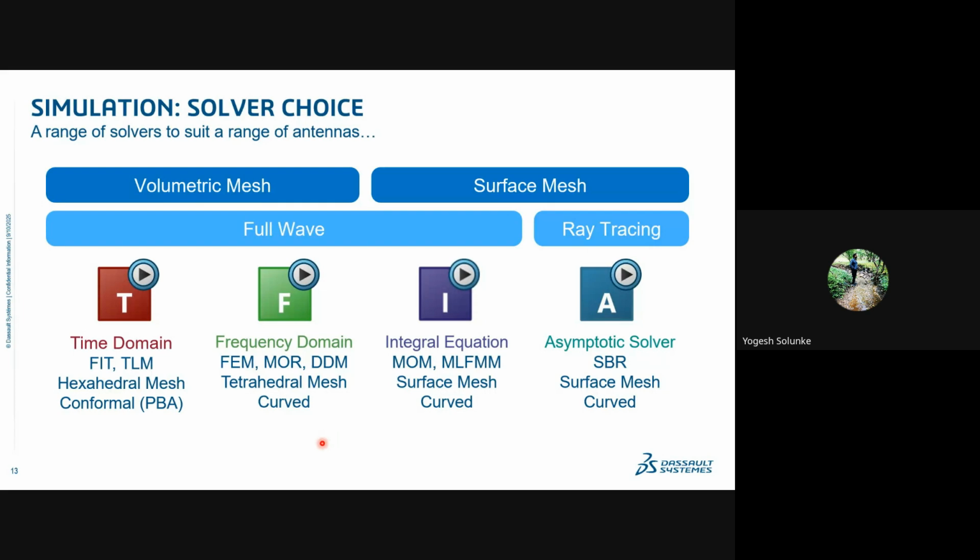Again, when we talk about solvers, we have to see which are the full wave solvers and which are the ray trace based solvers. So time domain, frequency, and integral are the full wave solvers, and asymptotic is a ray trace based solver. Depending on the shooting and bouncing ray technique, it does the electromagnetic analysis. For most of the cases we are discussing for antennas, we can go ahead with these three techniques, FIT, FEM, and MoM. And for SBR, we can go ahead with the asymptotic solver.